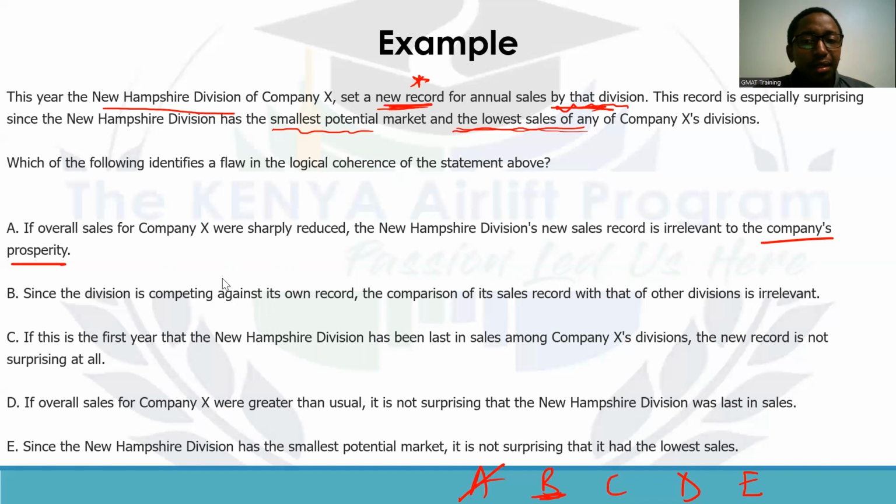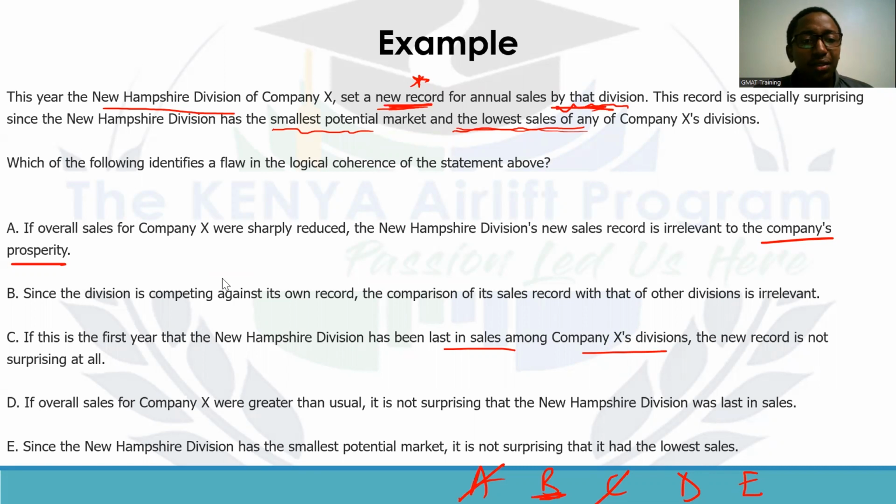B. C, if this is the first year that the New Hampshire division has been last in sales among company X's divisions, the new record is not surprising at all. So again, we see that we begin to compare the record to the sales of company X's divisions. So we are again bringing in these other divisions to validate if this record is surprising or not. So we can eliminate C.